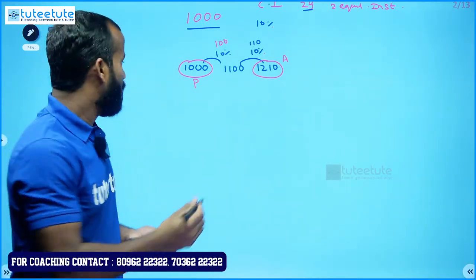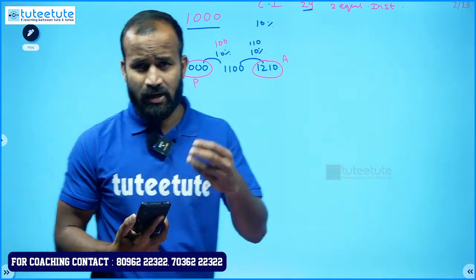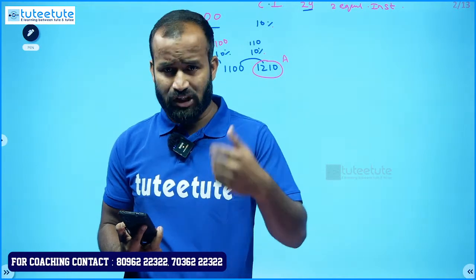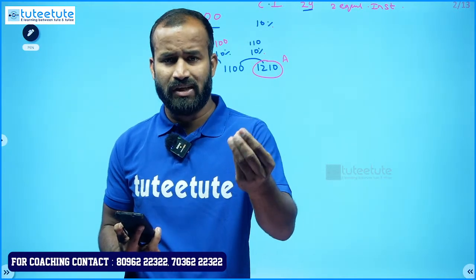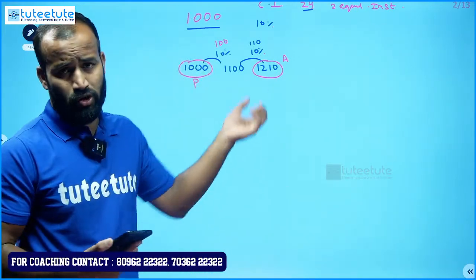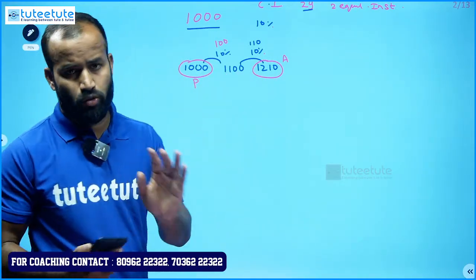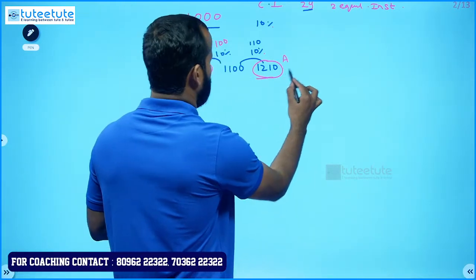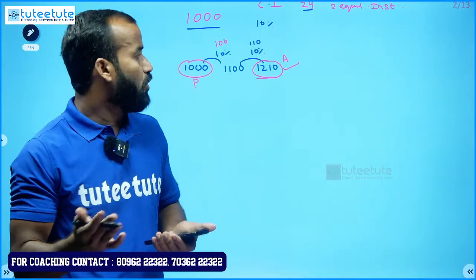Directly, if you want to find it for 2 years: 10%, 10%, successive percentage, successive increment will be 21%. So 1000 rupees with 21% is also 1210 only. This is the amount we are going to get.